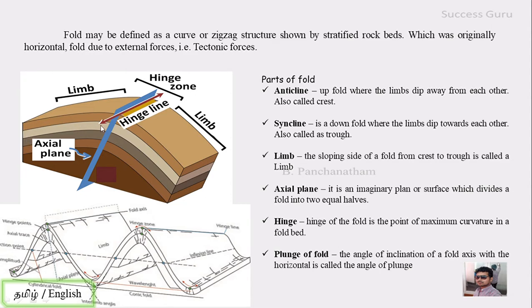So this is a bed. The maximum curvature point will be this point, which has the maximum bending, and that is called the hinge. And by connecting all such hinge points, a hinge line is formed.